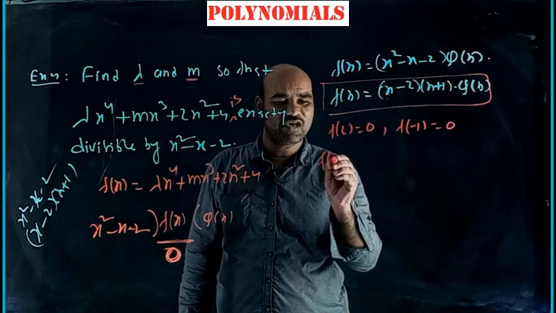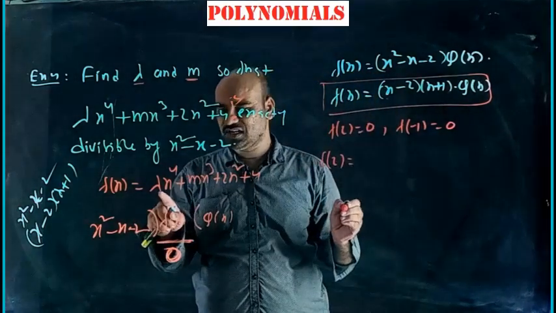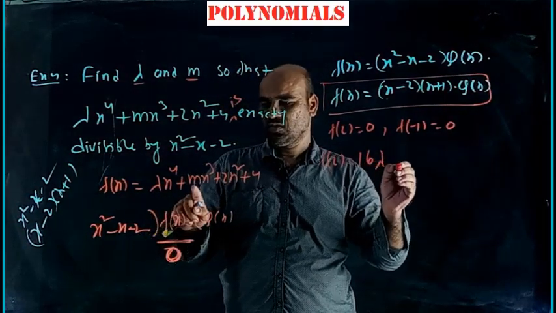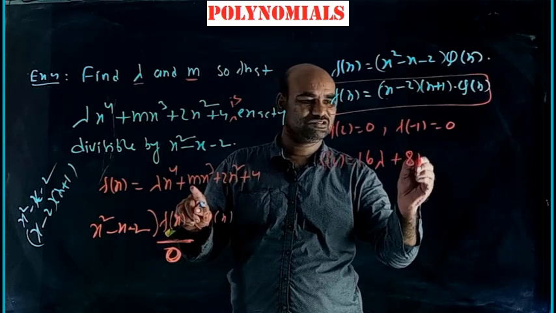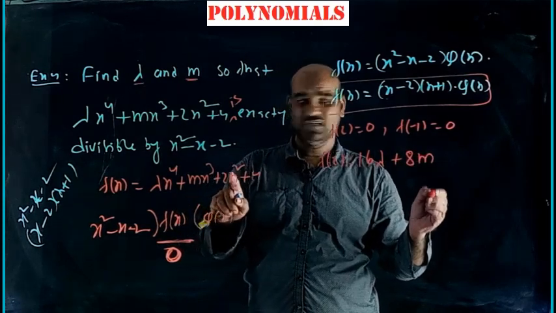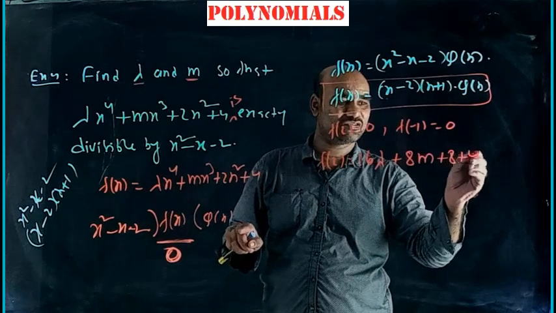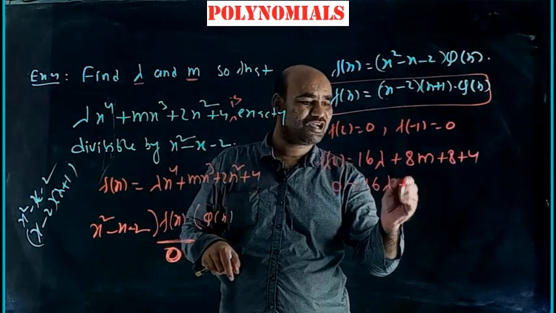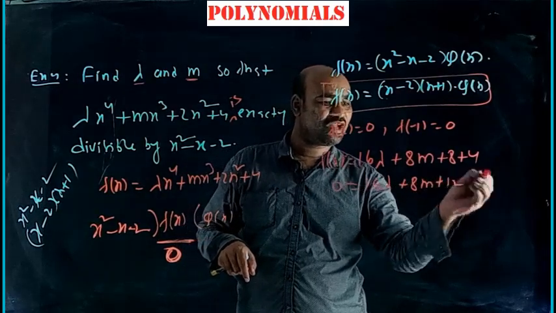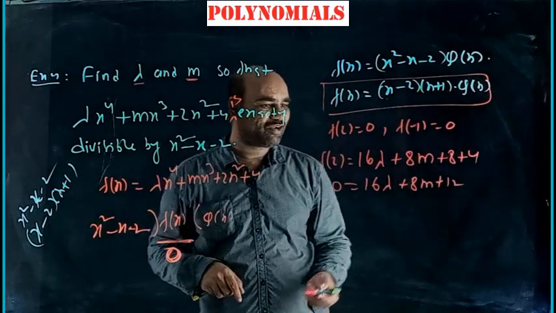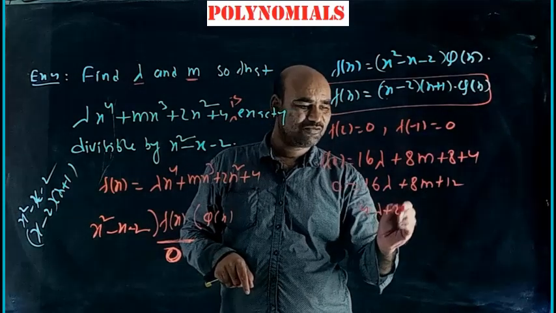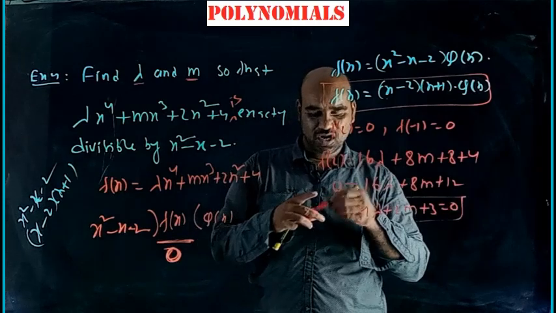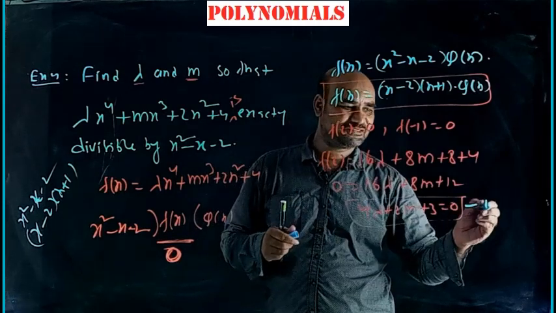Just we want to find f of 2 value. F of 2 means here 2 power 4, 16 lambda plus 8m plus 8 plus 4. Already f of 2 equal to 0, so 16 lambda plus 8m plus 12 equal to 0. Throughout the equation I can divide by 4: 4 lambda plus 2m plus 3 equal to 0. This is one of the required results.